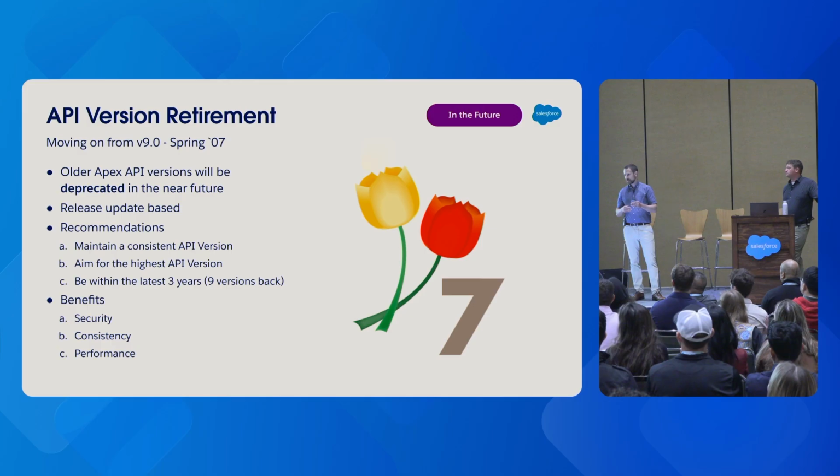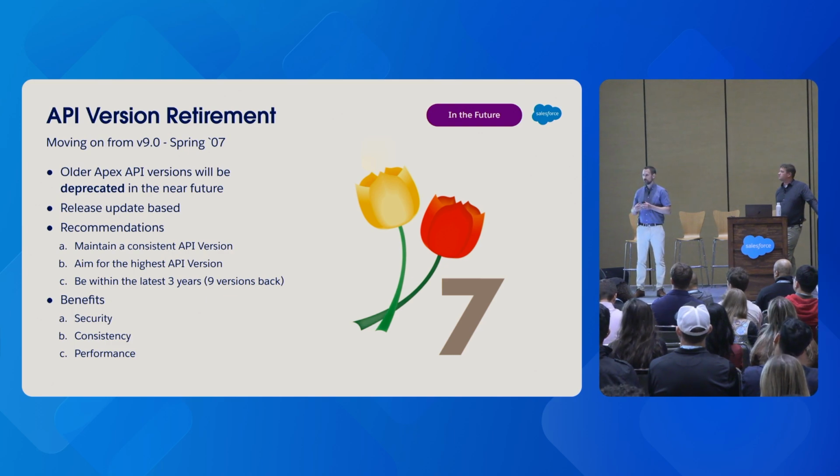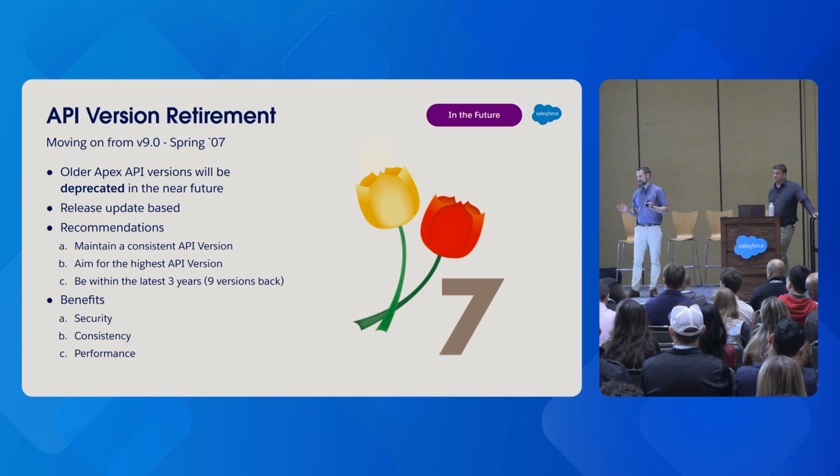There's going to be multiple stages, multiple release updates. We're still in the middle of figuring out the details on this, but we want to share this early with you and share some recommendations, what you can do to get your orgs ready for that. So this will be a very painless process once this rolls out. Generally, our recommendation is you should maintain a consistent API version across all your Apex classes and triggers in your org. Ideally, you aim for the highest API version that's available at Salesforce today.